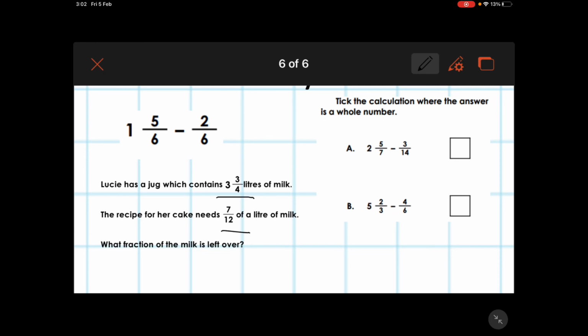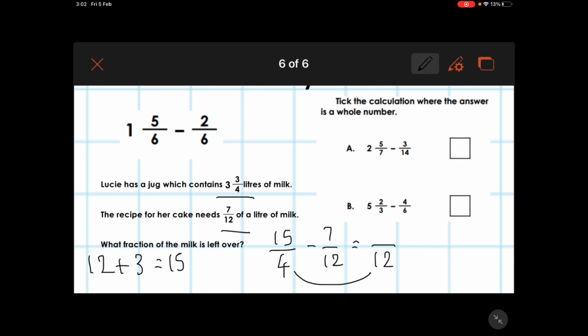So we're going to do a subtraction, and I'm going to start off by converting my mixed number fraction. I have a denominator of 4 and I have 3 wholes. I have 3 lots of 4. 3, 6, 9, 12. Add the 3, so I have 12 add 3, which is 15. So we have a numerator of 15 and a denominator of 4. And we are subtracting 7/12. Now we must give them a common denominator of 12.